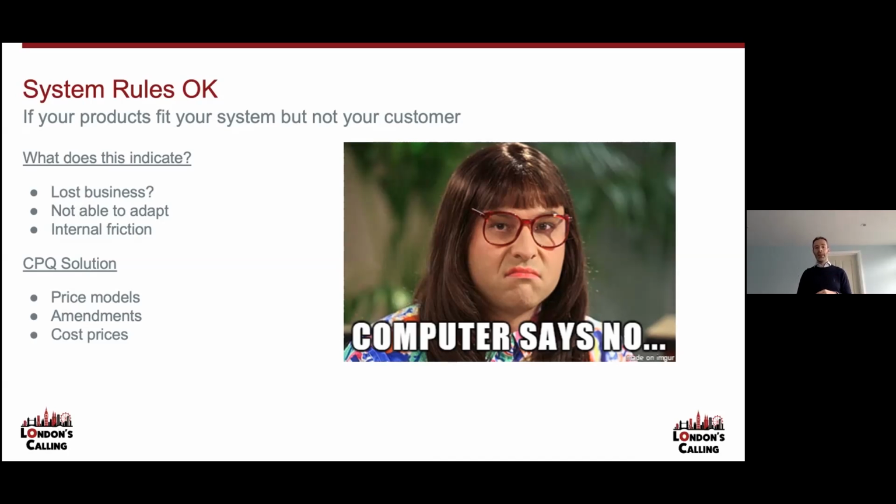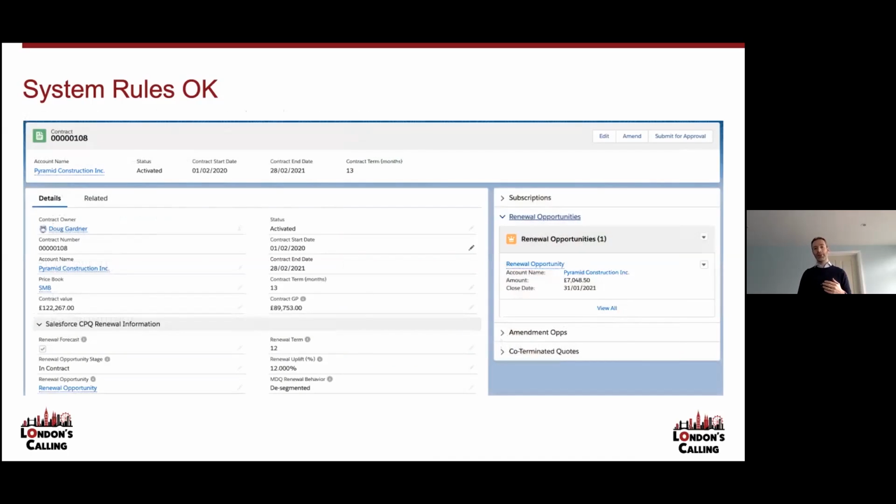And the idea of CPQ is it gives you a lot of different price models, gives you things like amendments, cost prices, all of that kind of stuff. So you've got things like subscriptions in there, properly done, so that you can say which products are subscriptions, which are assets, all of that's controlled. You've also got things like the GP on there, because you've got cost prices, you control everything there, control your approvals process from it.